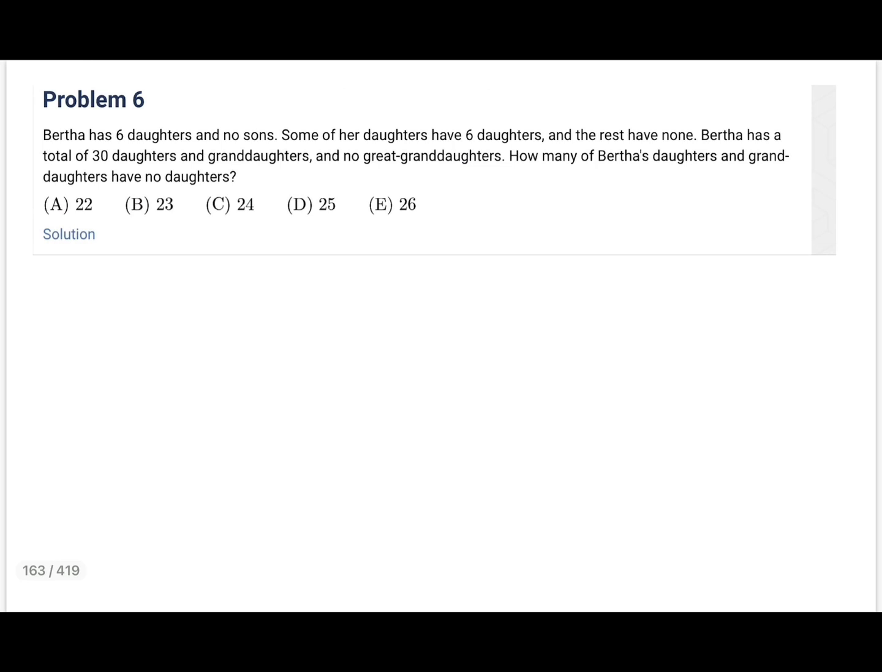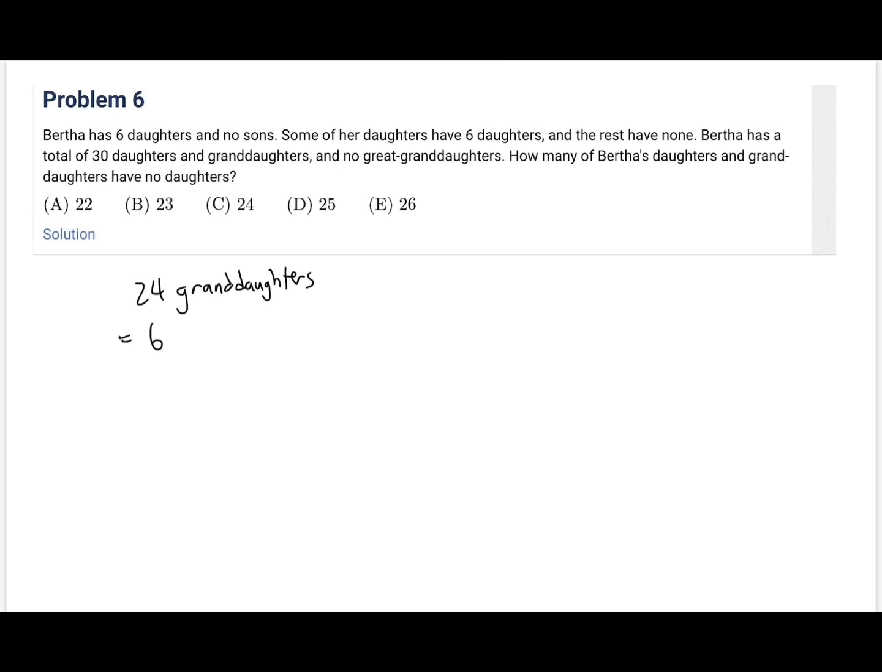Number 6, Bertha has 6 daughters and no sons. Some of her daughters have 6 daughters each and the rest have none. Bertha has a total of 30 daughters and granddaughters, no great-granddaughters. How many of Bertha's daughters and granddaughters have no daughters? Okay, so she has 6 daughters, but in total she has 30 daughters and granddaughters. That means Bertha has 24 granddaughters. And so she has these packets kind of. So she has groups of 6 daughters, 6 granddaughters.